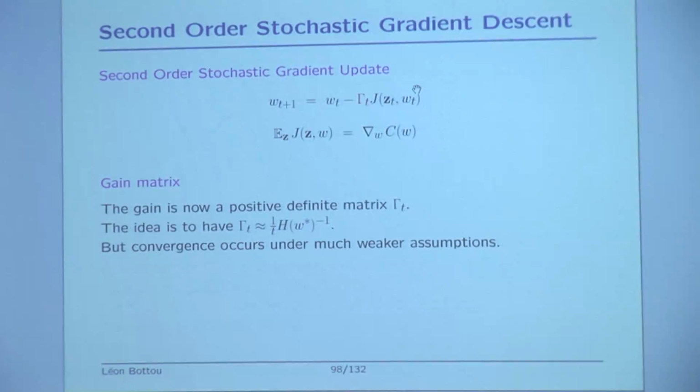And now we're going to look at second order stochastic gradient descent. So this time, I replace the gain by a matrix gain, gamma t. In the past discussion, I often assumed something of the form 1 over t times b t, but gamma t can be just that. So this gain is a positive definite matrix, and the idea is that we would like this to be close to 1 over t times the inverse of the Hessian. But in fact, you can have convergence with much weaker assumptions.